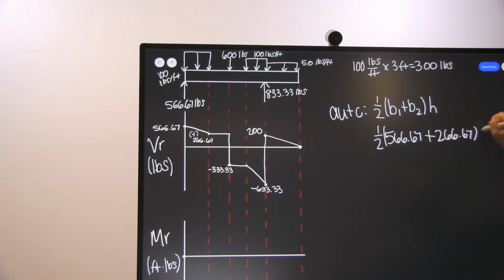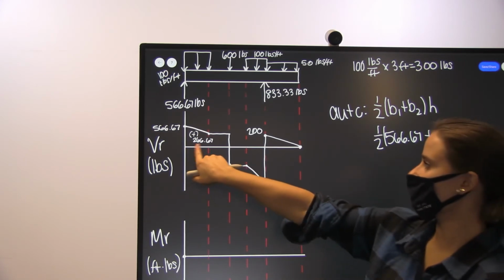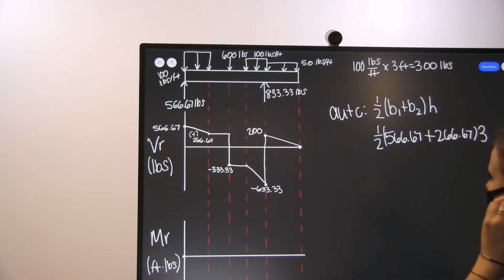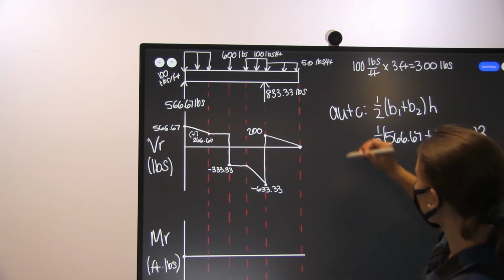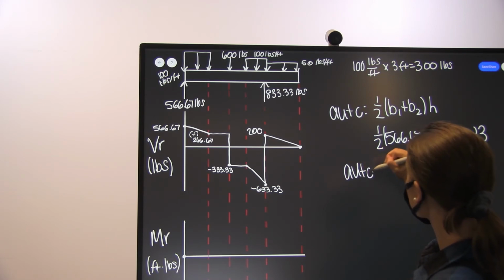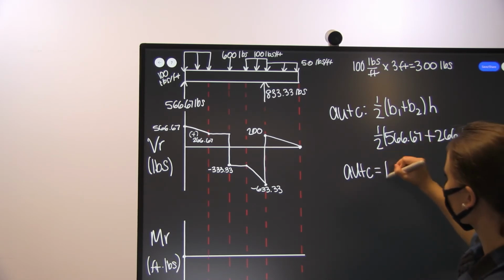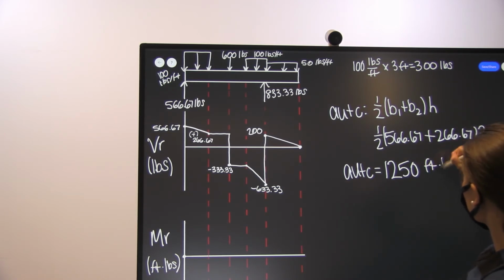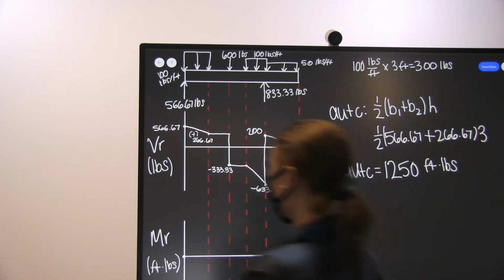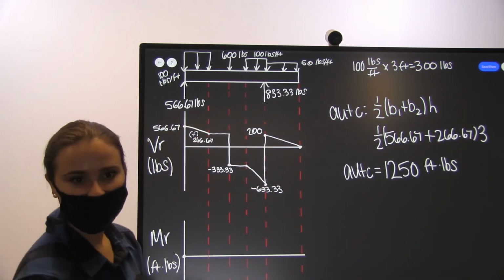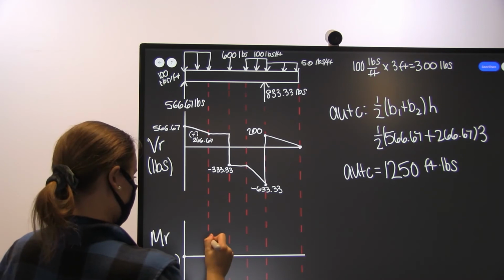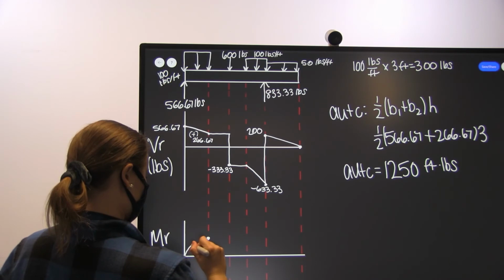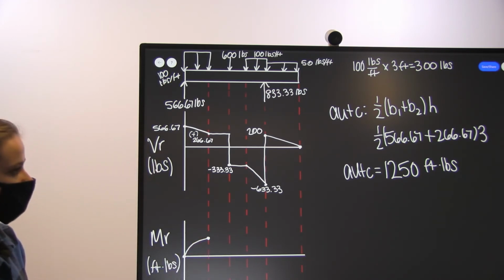266.67. And then our height is 3 feet, because our height is this right here. And since it's spanning over 3 feet, it is that 3 value. Okay, so for this area under the curve, when we solve this, that gives us 1,250 foot-pounds. And then that means that's going to be our first point on our graph. So it says right here, and we're connecting this with a curving line, just like that.